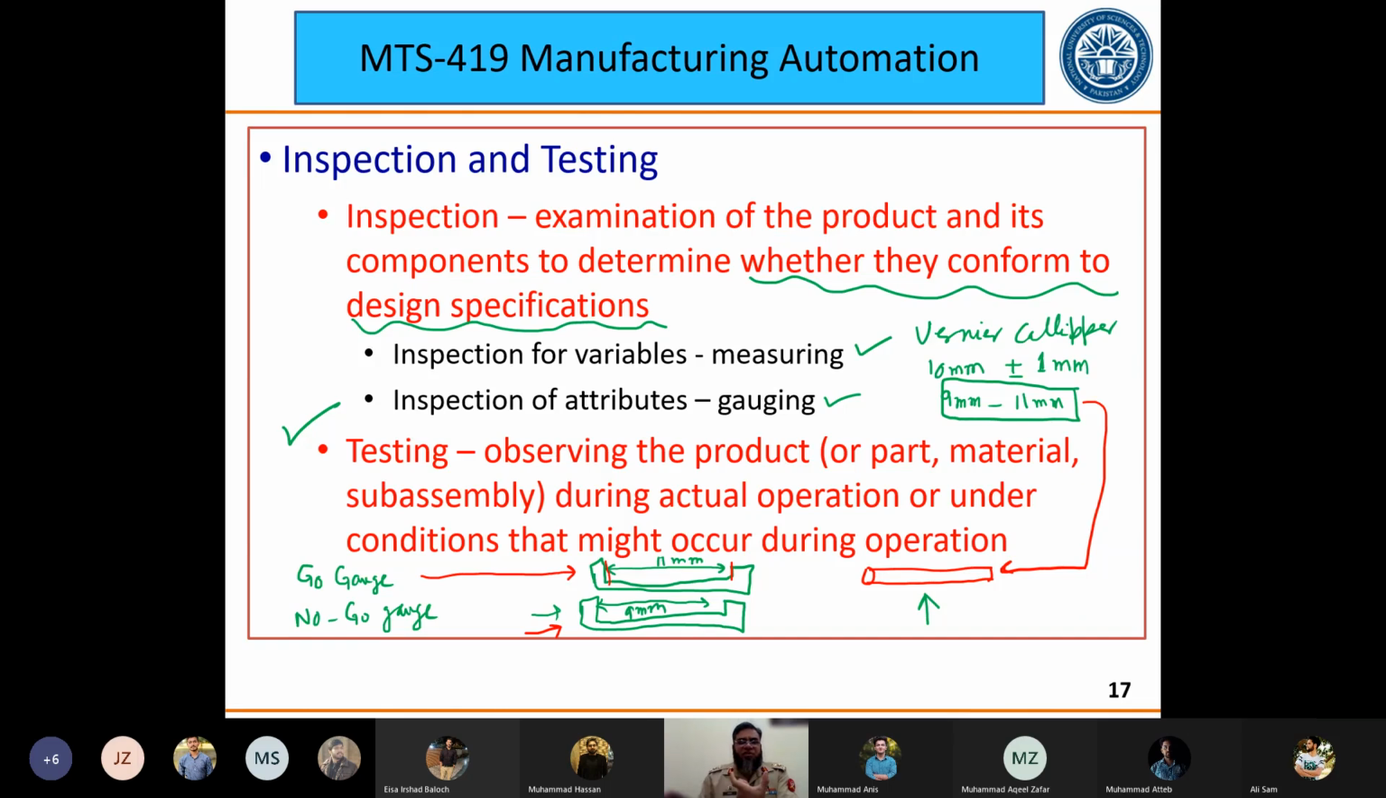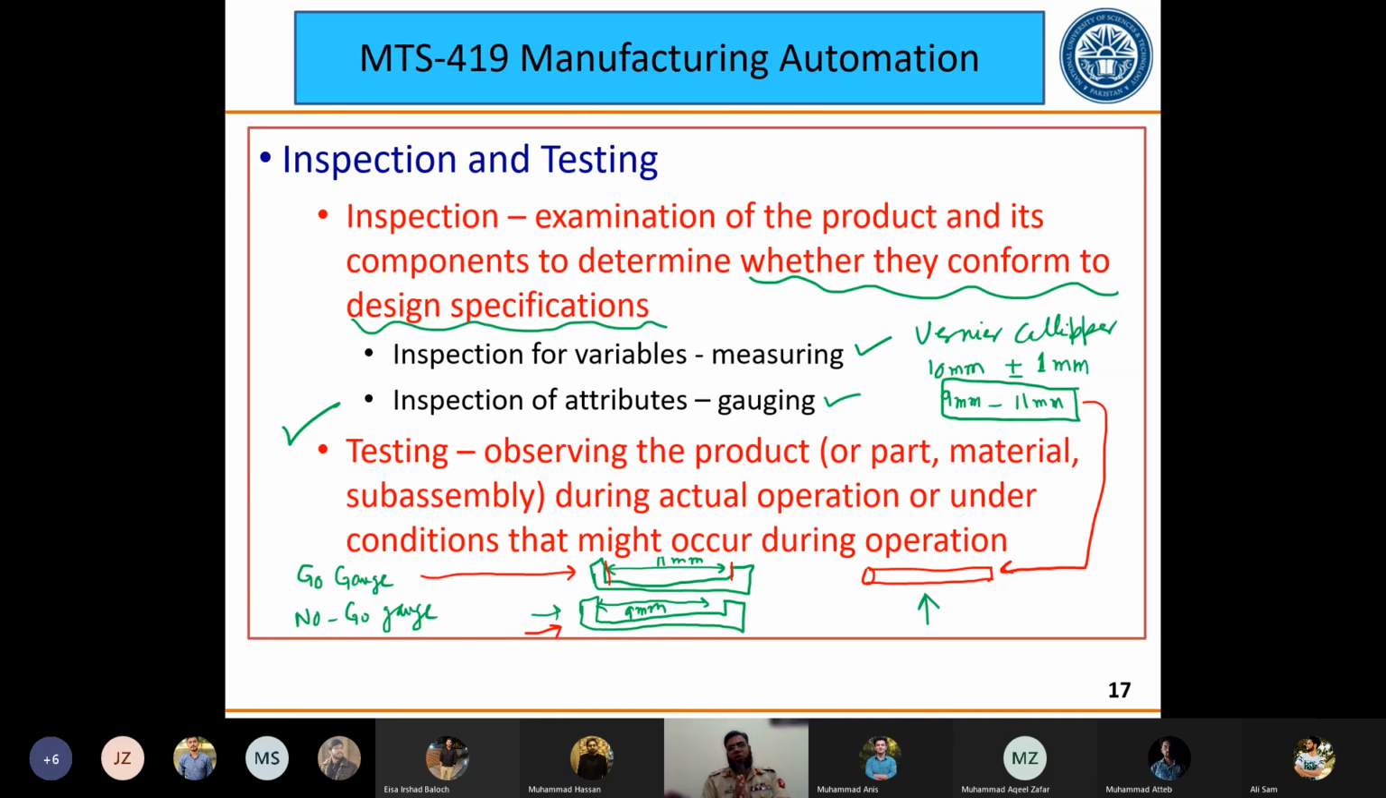If it's a go gauge and the part which you are inspecting does not enter the gauge, it means it has to be rejected. Similarly, if the gauge is a no go gauge, but your part enters into that gauge, it means that it is to be rejected. So when I carry out mass inspection, I do not use vernier calipers or screw gauges. I use go and no go gauges.